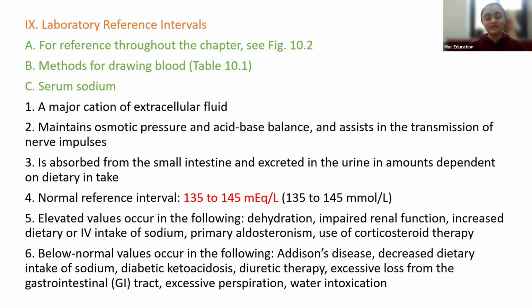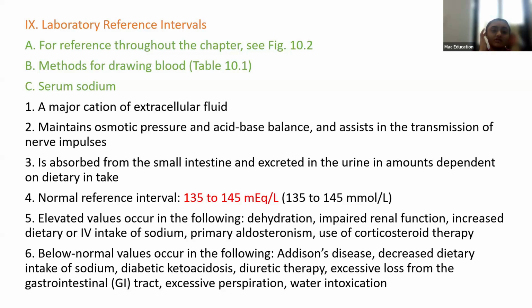Online students, what have we completed on Saturday? Normal laboratory values. Which laboratory tests? Serum sodium, potassium, then coagulation study, meaning APTT, PT-INR, and last, platelet count. So till now we have completed serum sodium, potassium, APTT, PT-INR, and platelet count.